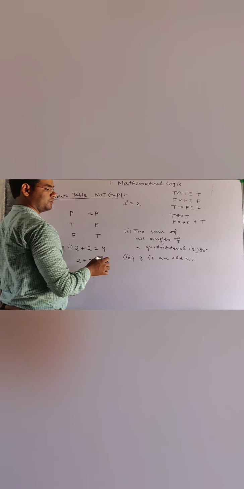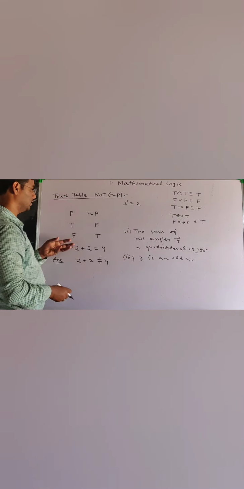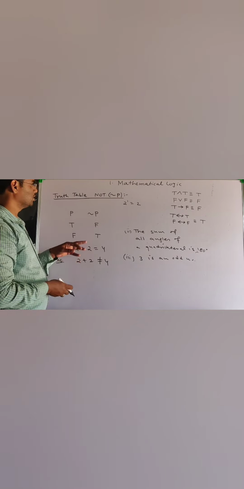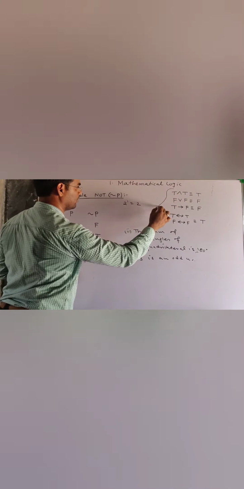Suppose 3 is an odd number. Then what is the negation of this simple statement? 3 is not an odd number. For a simple statement, only the denial of the statement is known as negation. So these are the key points that you have to remember.